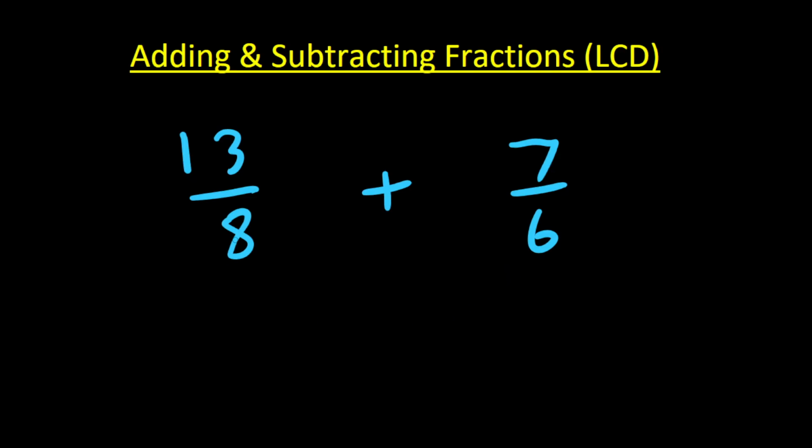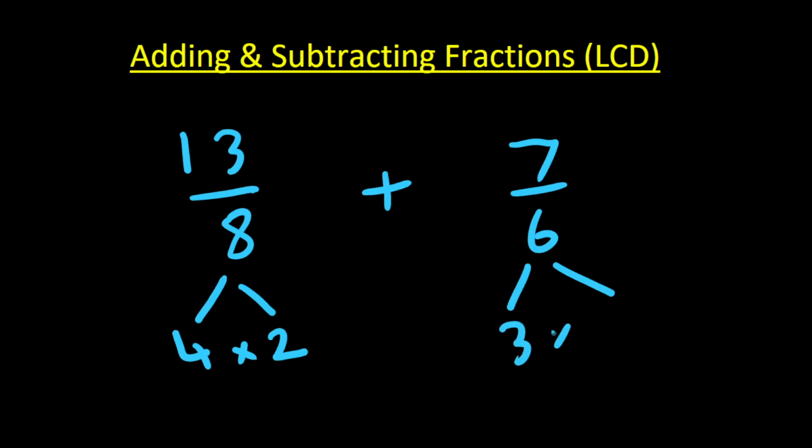So let's say we have these two, both the denominators 8 and 6. The goal of the prime factorization method is to break them down into factors. So what two numbers multiply to 8? Well, 4 times 2 is 8. And what two numbers multiply to 6? Well, that's just 3 times 2. 6 is just 3 times 2. So let's scroll down.